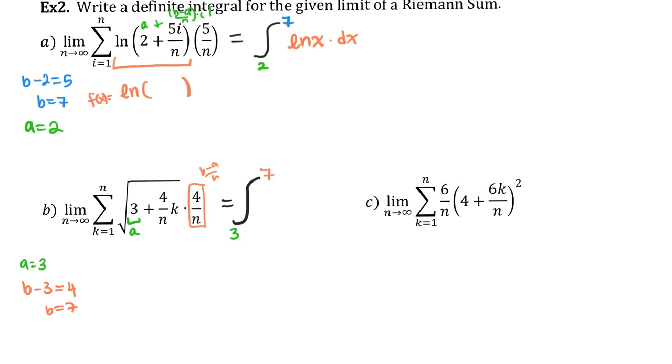Let's see if this makes sense. So b minus a over n, 7 minus 3 is 4 over n. I'm doing a plus b minus a over n times k. So this is what I plugged in, this expression. What did I plug that into? I plugged this expression into the square root. So it looks like my function was the square root of x. So this is going to be the square root of x, and then it's going to be dx, partly because this is the width of the rectangle.